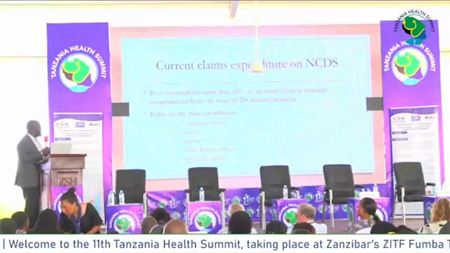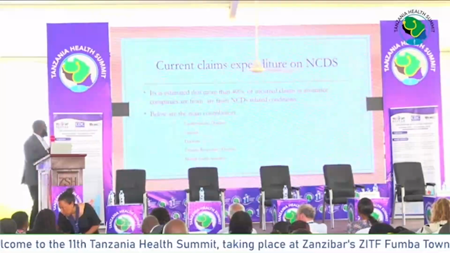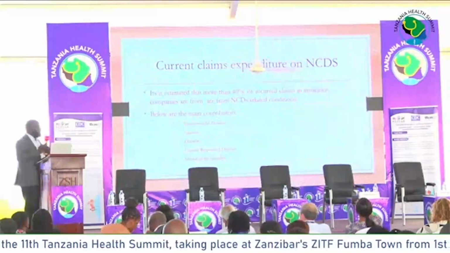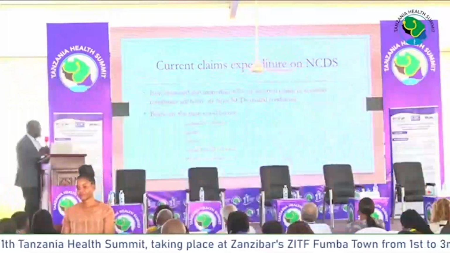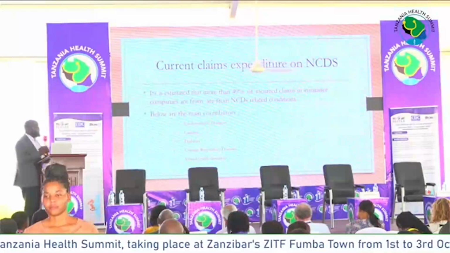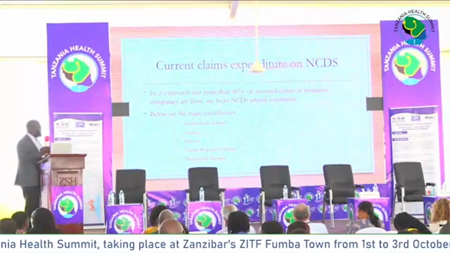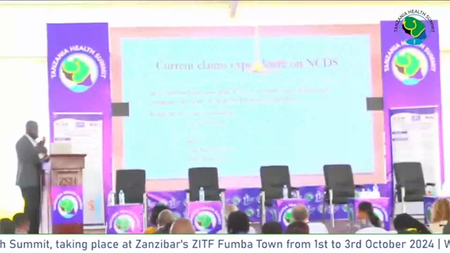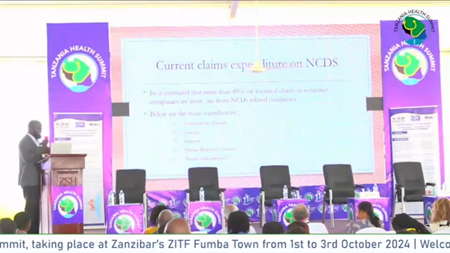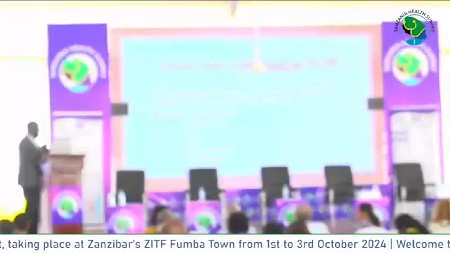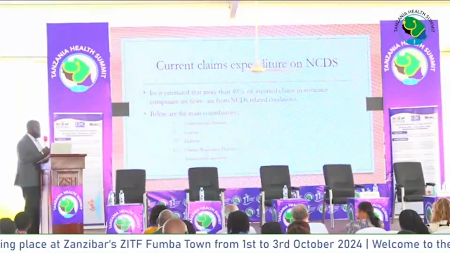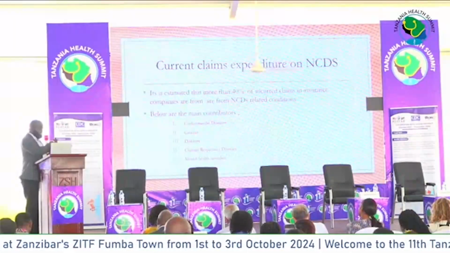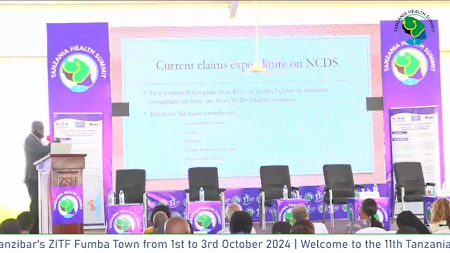So the current expenditure, and this is from a strategy's point of view, our own claims that we've done our own analysis and research: 40% of our incurred claims in insurance companies are from NCD-related conditions, mostly contributed by cardiovascular. I know Professor Kaushik has spoken about this. Cancer comes next, diabetes, chronic respiratory diseases, and mental health disorders. A special note should be taken on mental health disorders because this is normally not considered in our discussion.